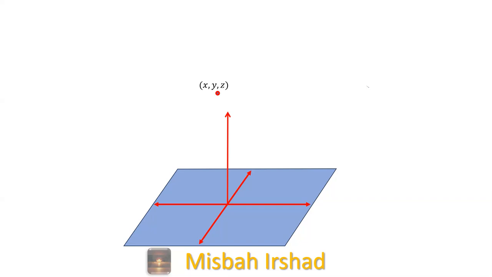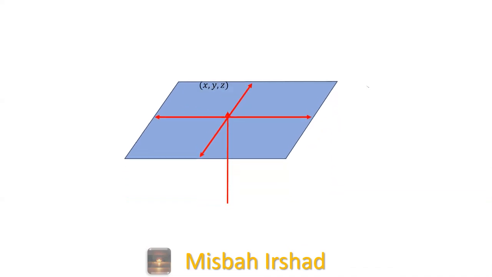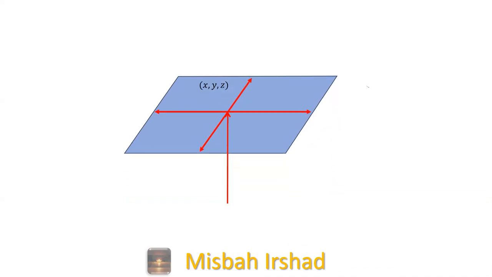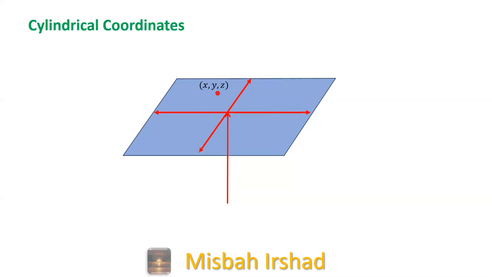We have a point xyz in the space, and this blue plane is the xy plane. Let's bring this point straight up to the level z is equal to z. Initially it was at level z equal to 0, that was the xy plane, and now this is at level z, the height of this point.